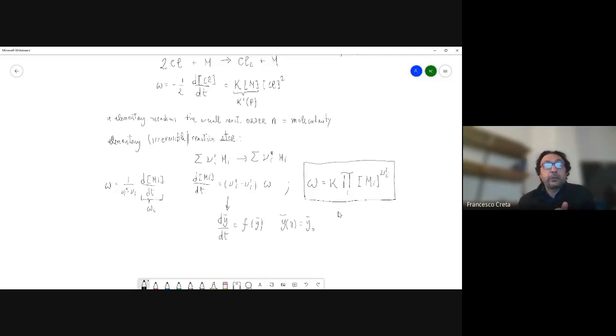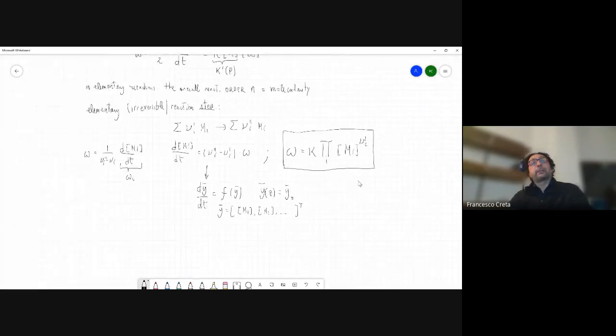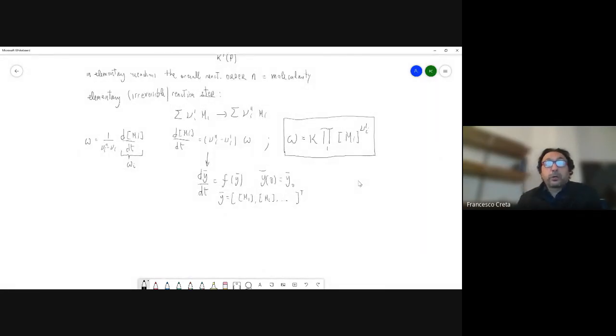And you can write them explicitly like this. And clearly y is a vector of all the concentrations, so m1, m2, etc. I'll put a transpose because it's a column. In other cases, you may have heard of the word dynamical system.